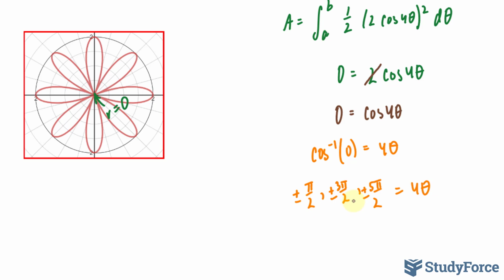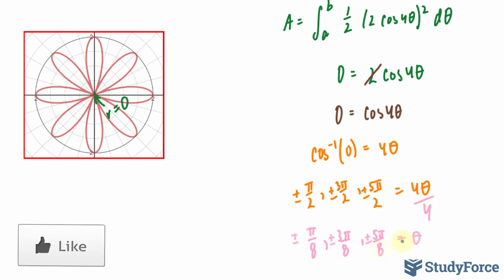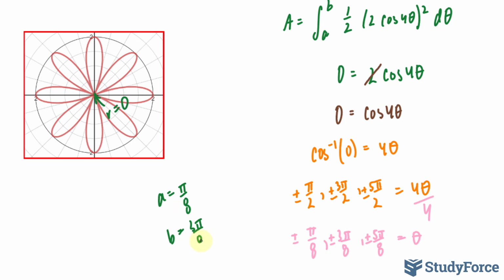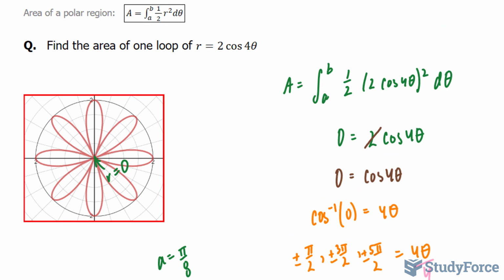Now, if I divide each of these numbers by 4, I'll end up with pi over 8, 3 pi over 8, 5 pi over 8, and so on. So any consecutive two angles we choose of these three will work. So if I set my lower bound as pi over 8, my upper bound has to be 3 pi over 8. So let's go ahead and input these bounds into here. This right here will be pi over 8, and this will be 3 pi over 8.